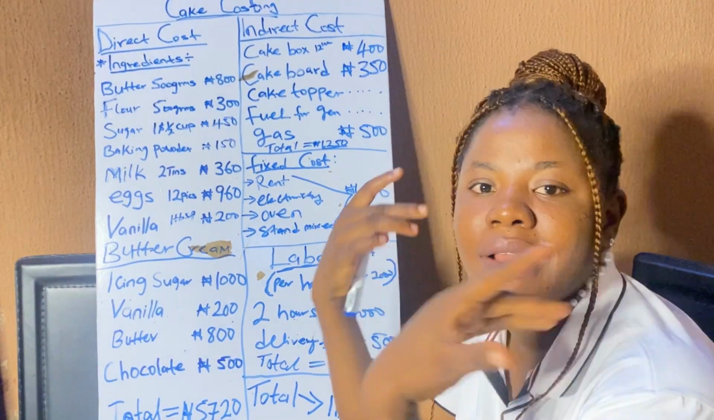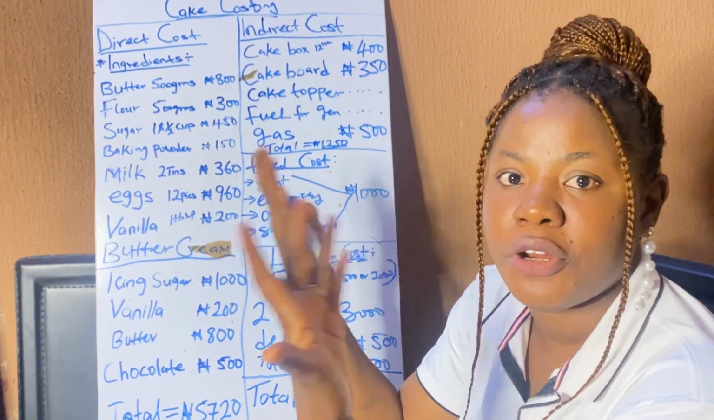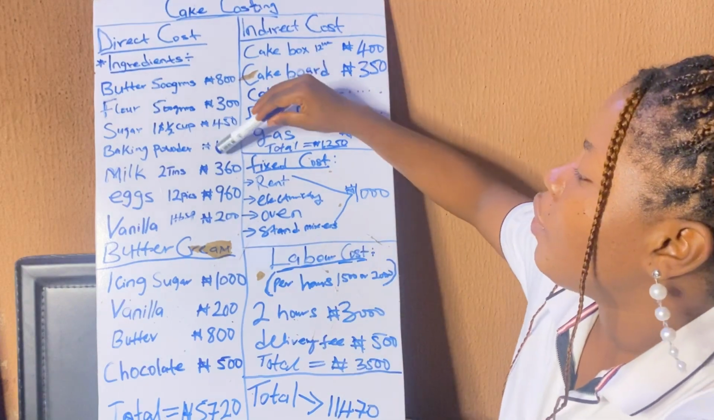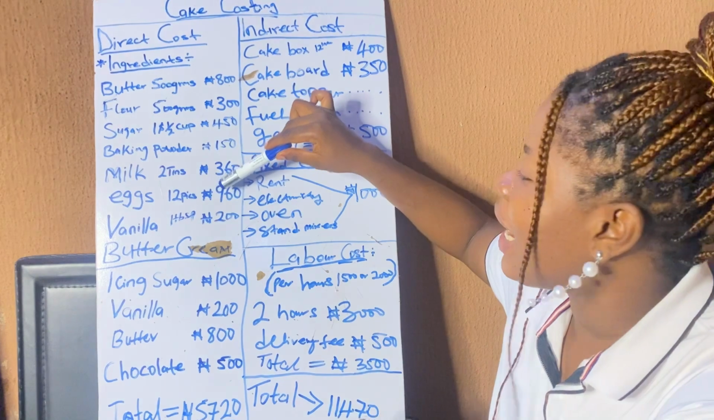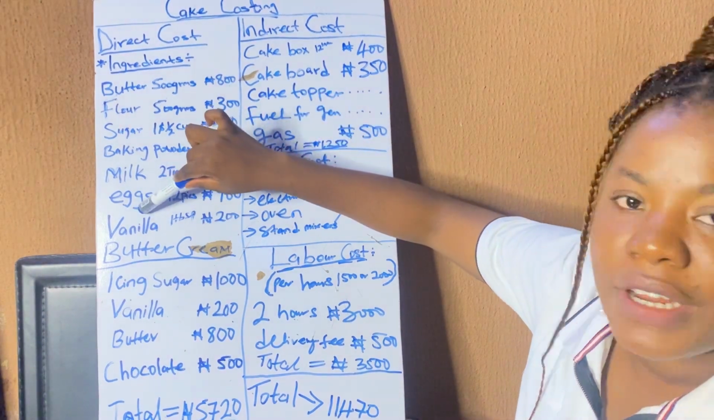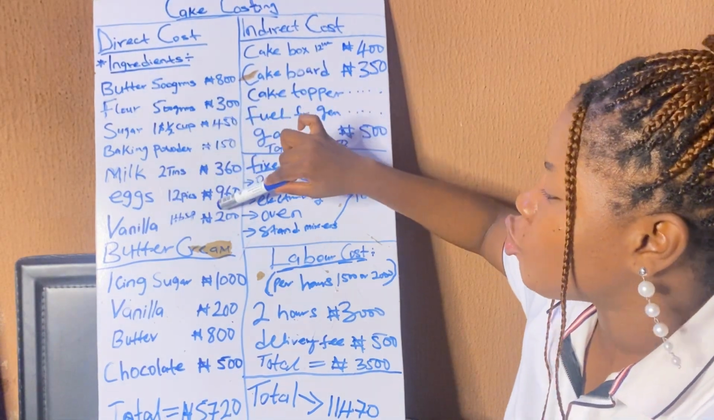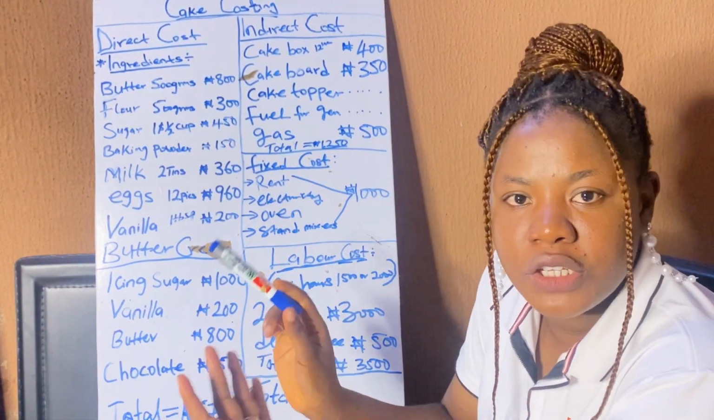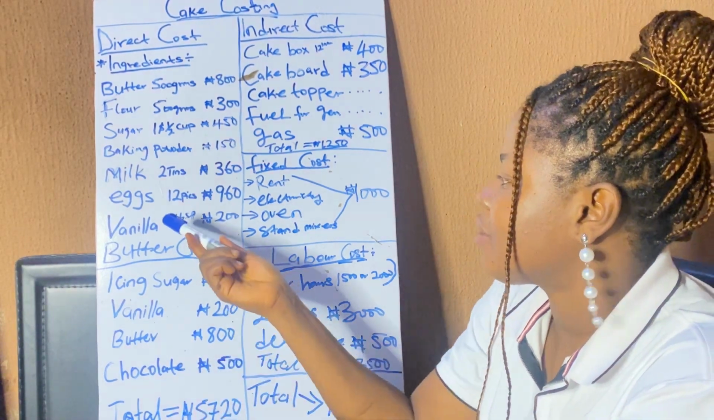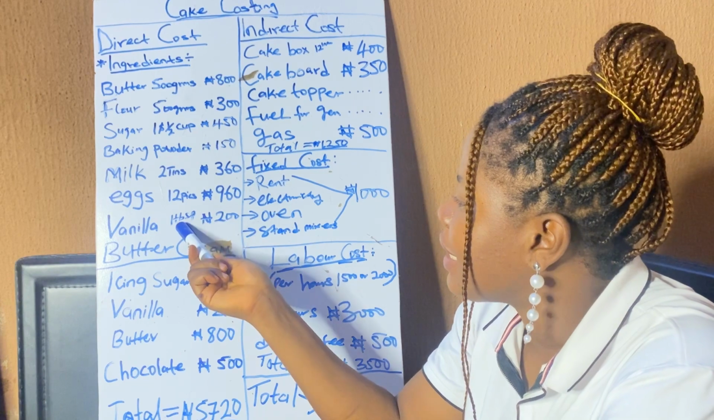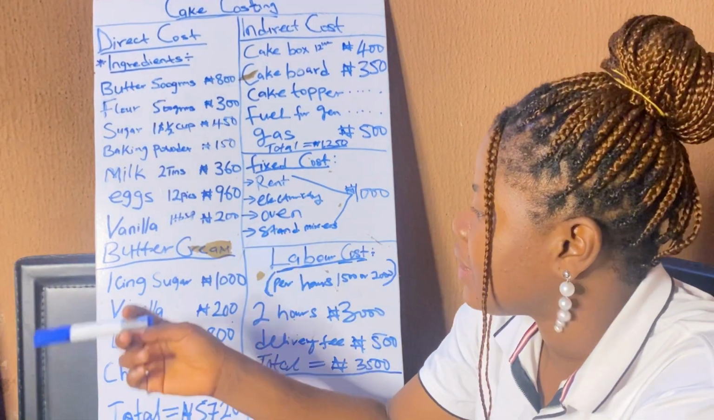I normally use Three Crowns or Peak milk, or you can also use Hollandia milk, depending on what you can get. So for 360 naira, I have my 12 eggs for 960 naira. My vanilla flavor, you can choose your own flavor, it must not be vanilla. I have it at 200 naira. That's the rate I'm giving it. I use industrial flavor. So I cost it at 200 naira for a tablespoon of vanilla, because it's very, very costly.